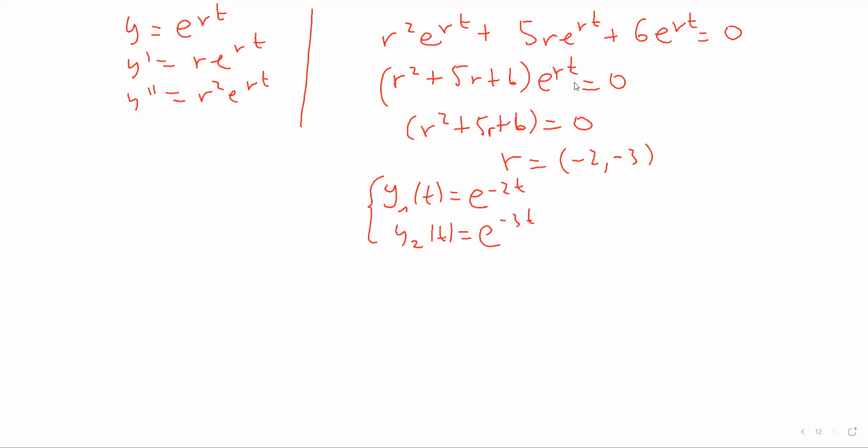And finally, we have y of t equal to c1 e^(-2t) plus c2 e^(-3t) for c1, c2 in R. So from the example above, you will see how we have used this idea of the characteristic polynomial.